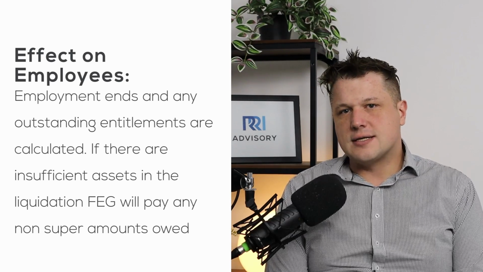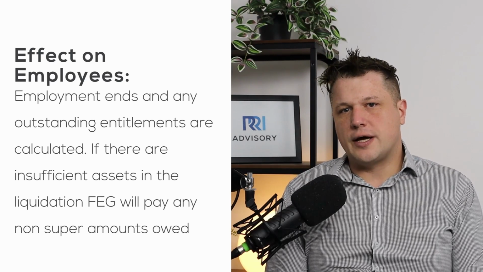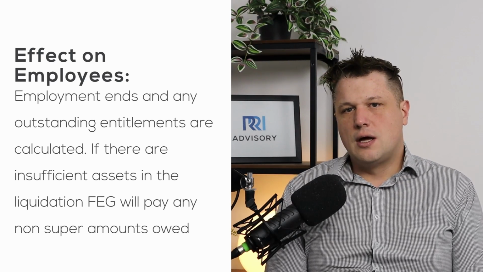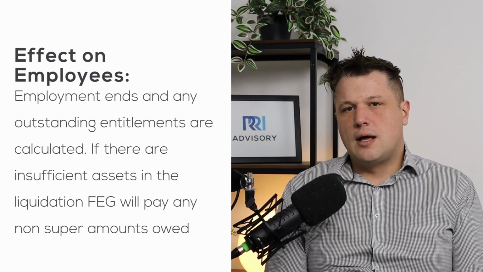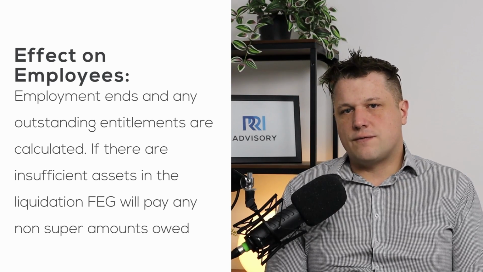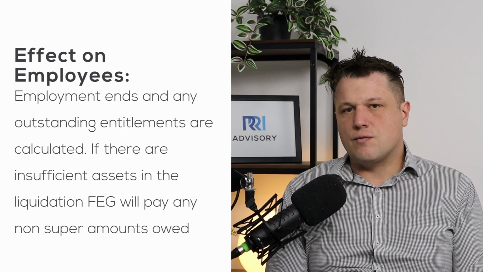Where there's insufficient assets available to pay the employees their entitlements owed, a government scheme called the Fair Entitlement Guarantee Scheme will step in and meet the outstanding liabilities for the Australian resident employees of the company. This scheme doesn't cover superannuation, and if there is insufficient funds to pay that liability, then that will remain unpaid at all times.